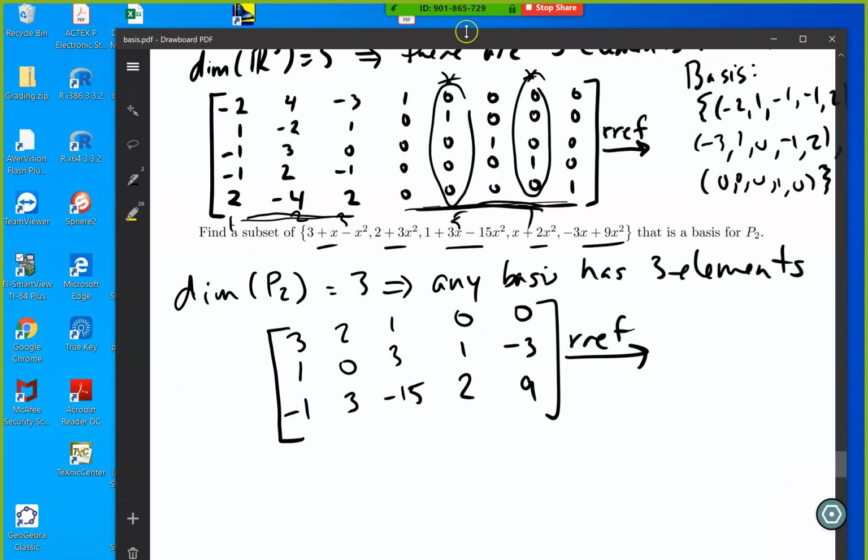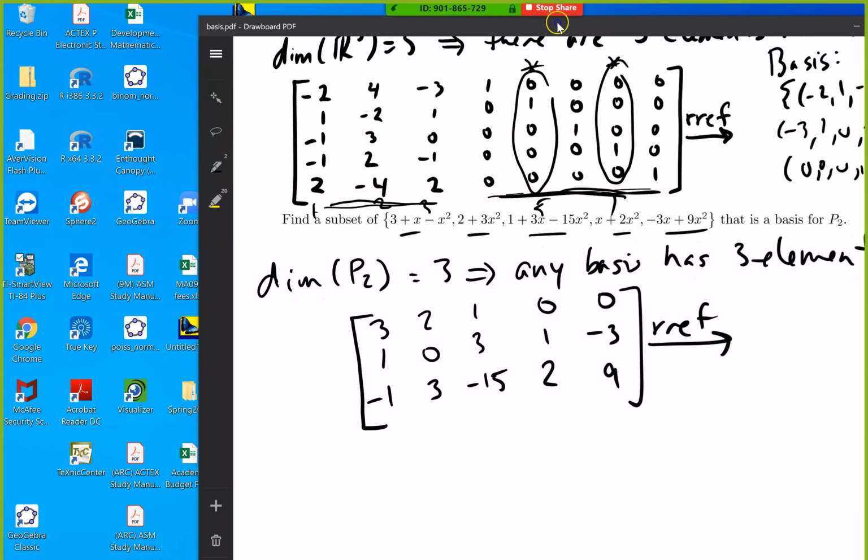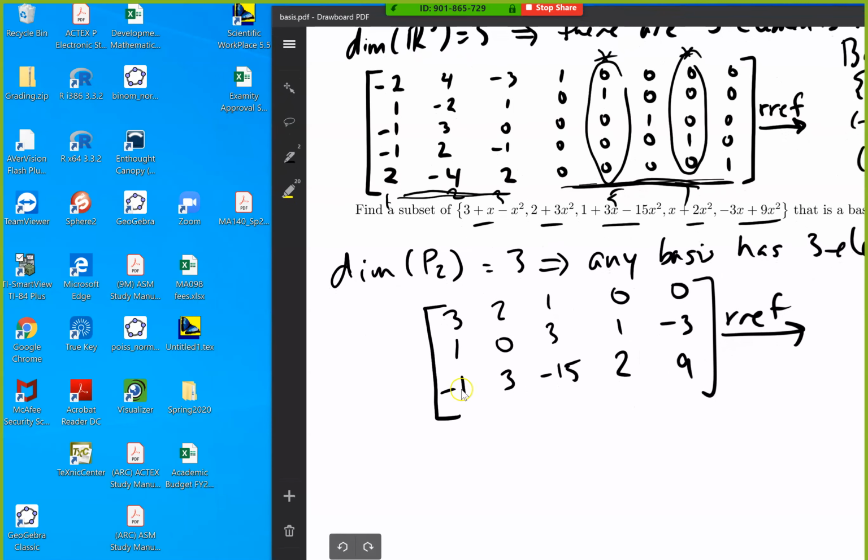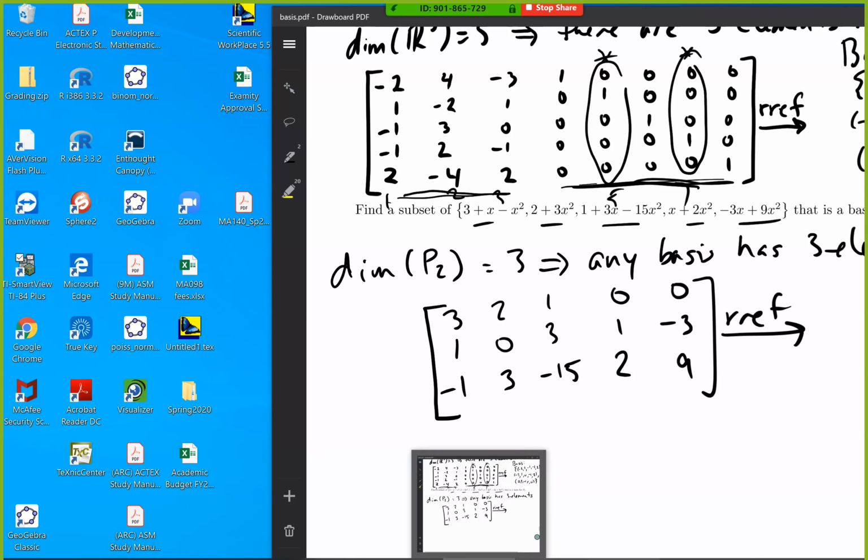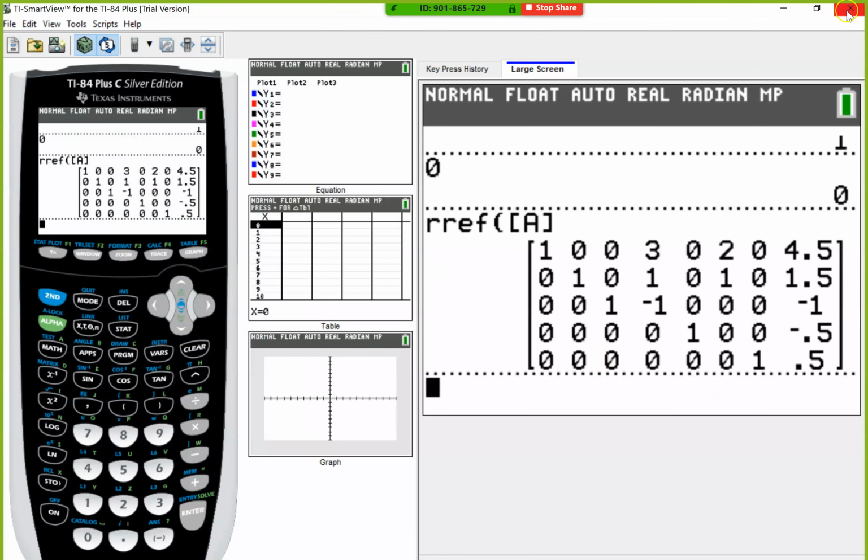So, let's see if I can make a mess of this again like I did in the previous one. Go grab the calculator.